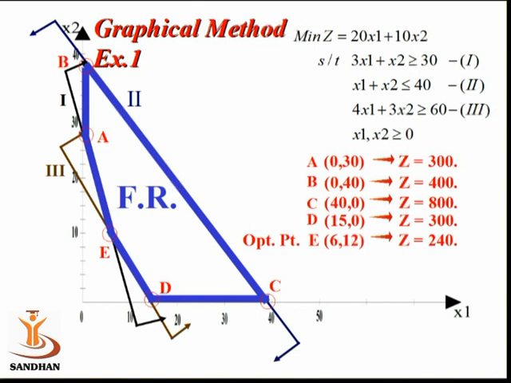So we can confirm here that at the point E, x1 equal to 6 and x2 equal to 12, we are getting minimum z equal to 240, and that is our optimum solution. So see, our optimum solution is x1 equal to 6, x2 equal to 12, and minimum z equal to 240. So this is the extreme point method we are using here.